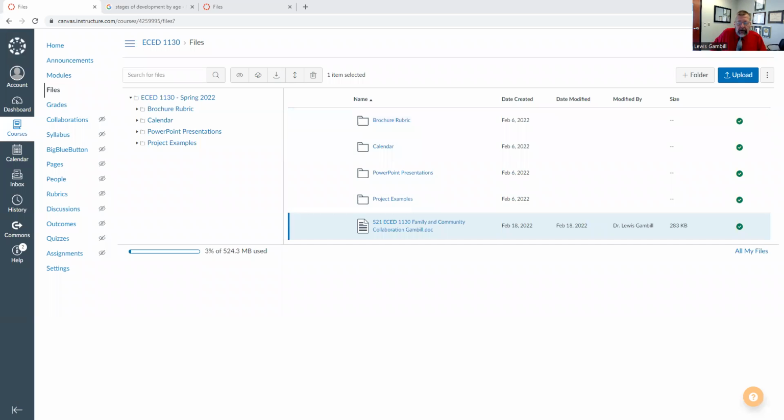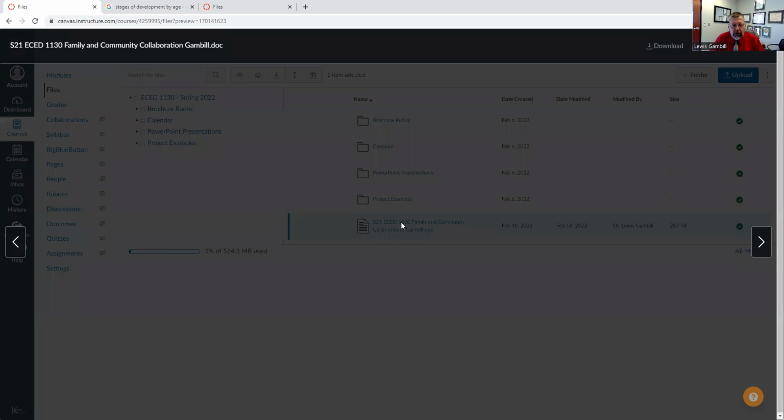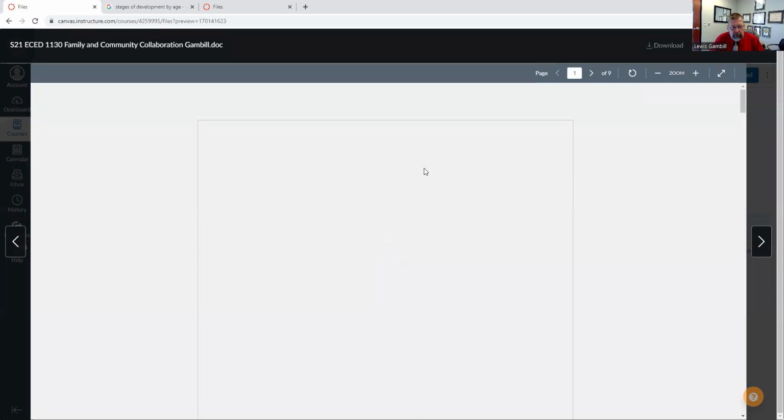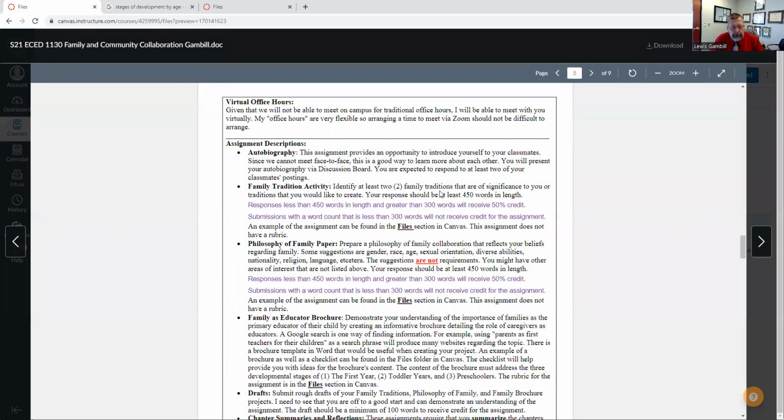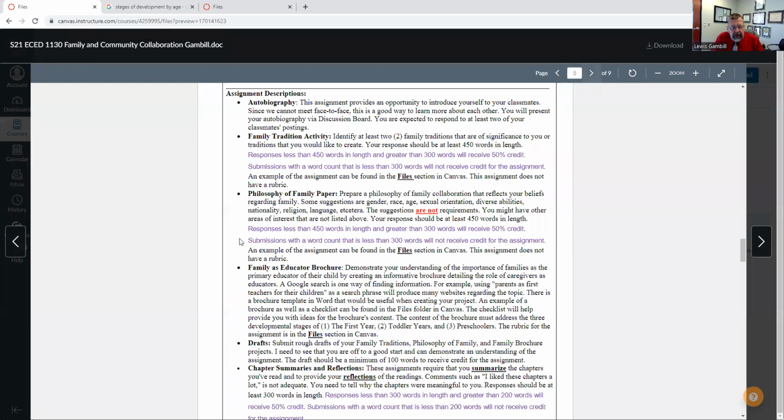Okay, I'm in my Canvas course in the files section. And you'll notice that in the files section, we have not only the syllabus, which I'll go to in a minute, but also project examples. So please always go back and check those when you're not sure about something. So for the syllabus, the assignment, the Family as Educator brochure.